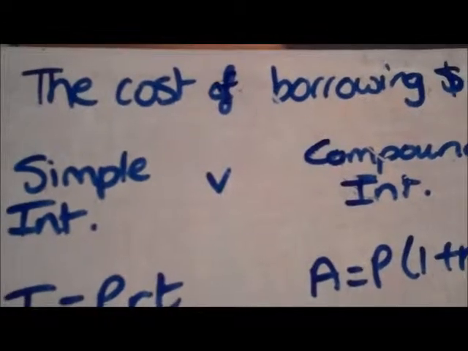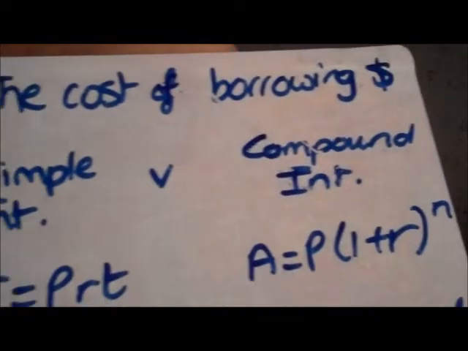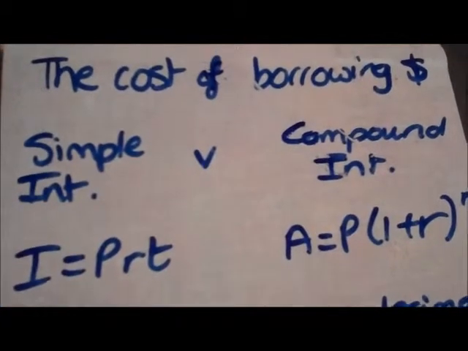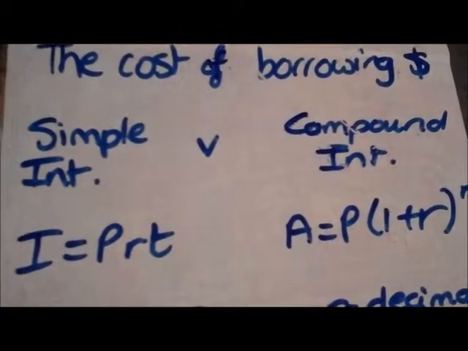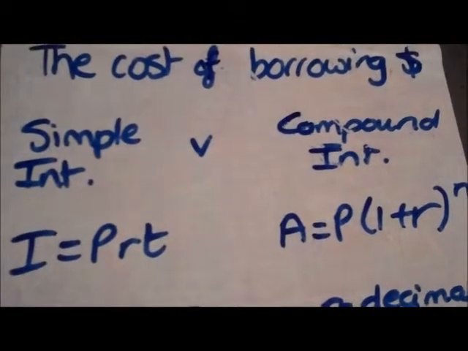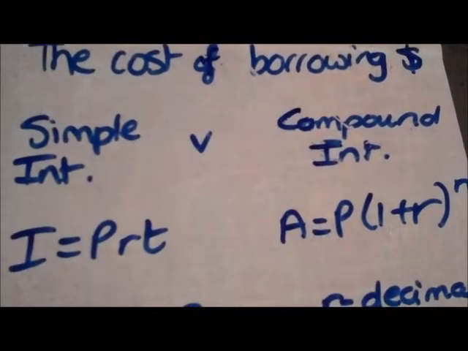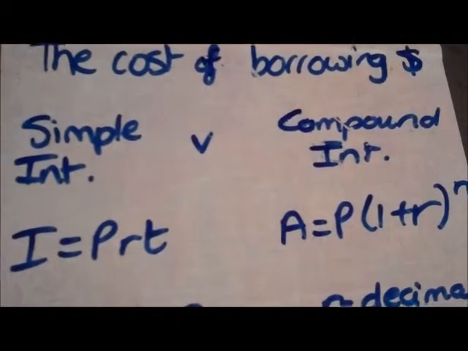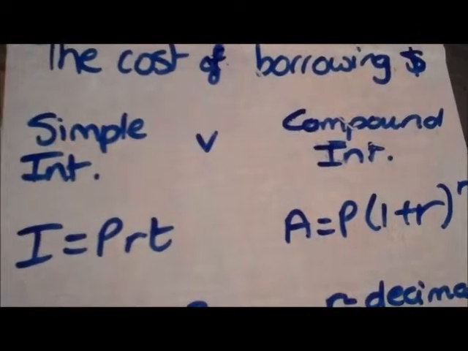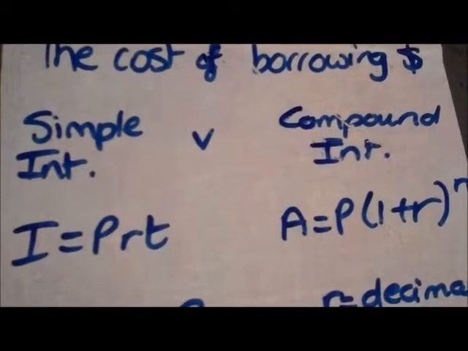Let's do a bit of revision on financial maths. The cost of borrowing money. So we've either got simple interest or compound interest. Simple interest is you get the same amount of interest every year, nothing changes. So if I got 10% this year, I get 10% of the next year. I get 10%, 10%, 10%.